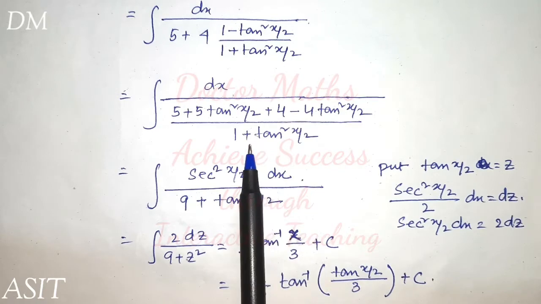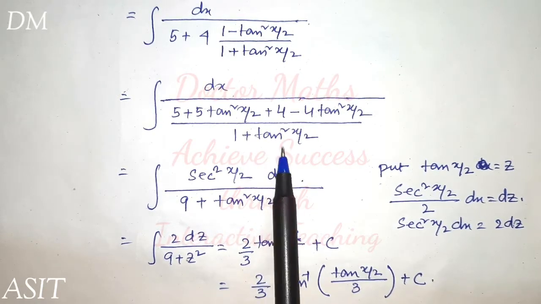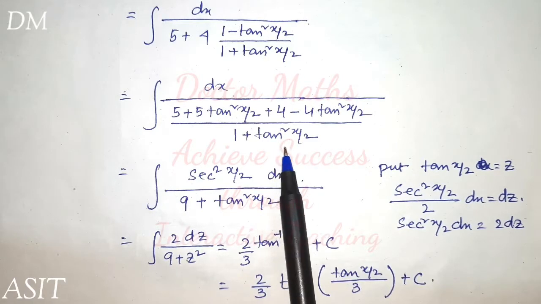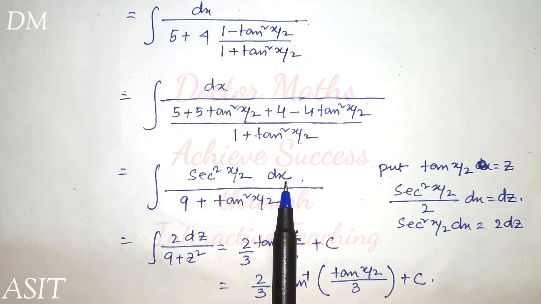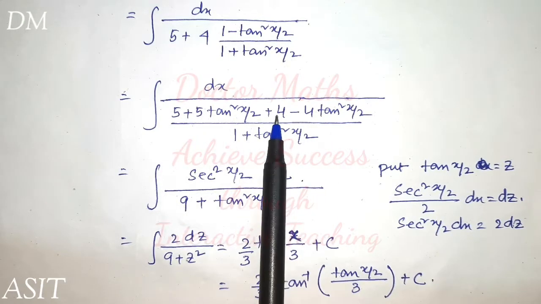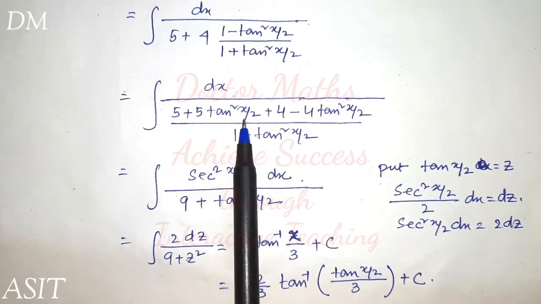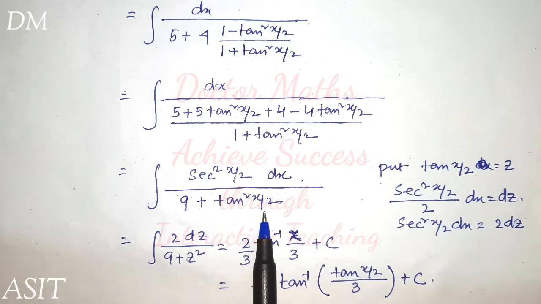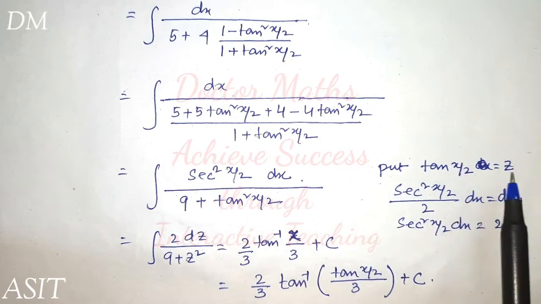Now we can write this 1 plus tan square(x/2) as secant square(x/2), and we can put that secant square(x/2) in the numerator, so it will be secant square(x/2) dx by, now if we simplify, it will be 5 plus 4, 9. Now 5 tan square(x/2) minus 4 tan square(x/2) will be plus tan square(x/2). Now as per the rule, we can consider this tan(x/2) as z.